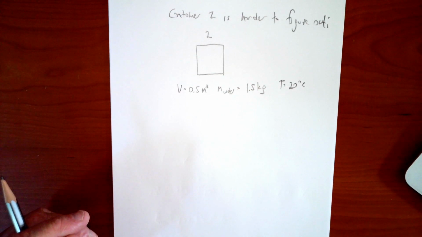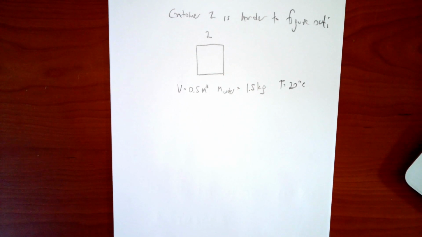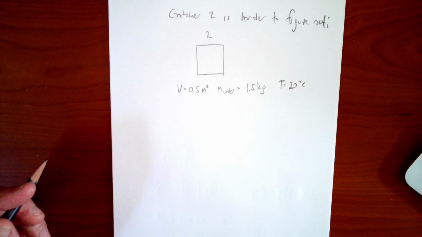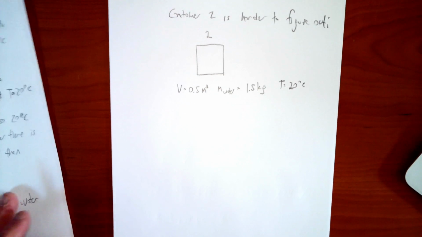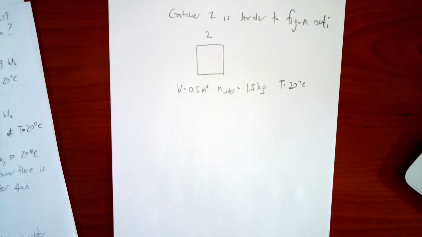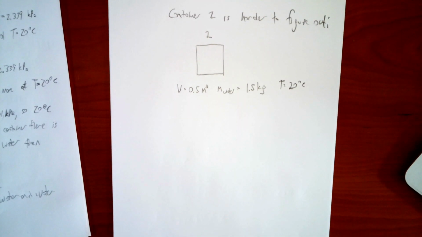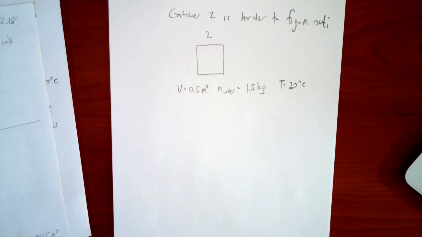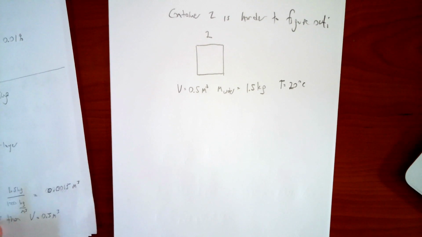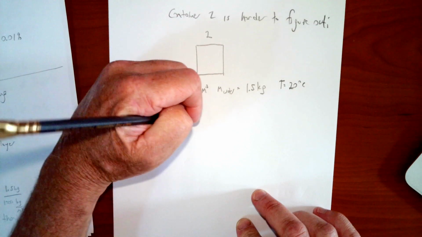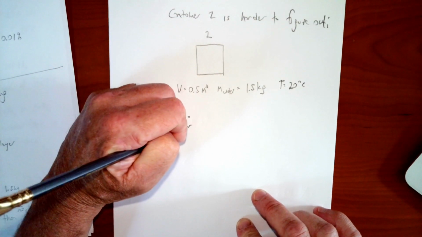All right, I'm back. We're going to now start looking at container 2. Container 2 has the same volume of 0.5 meters cubed, and the mass of water in it is 1.5 kilograms, so we have water instead of air, and the T is 20 degrees C. The reason this is different is that the water is not probably going to fill the container in liquid phase. Liquid phase of water has a density of 1,000 kilograms per meter cubed.